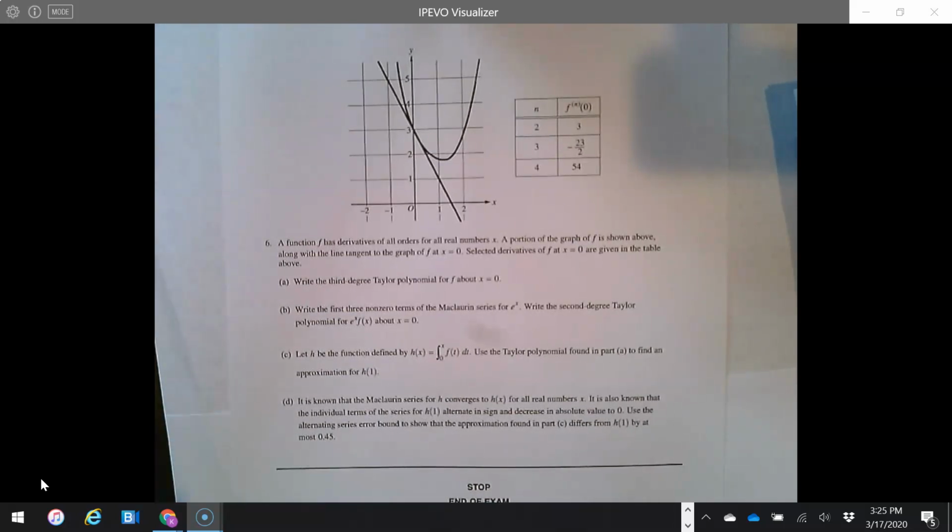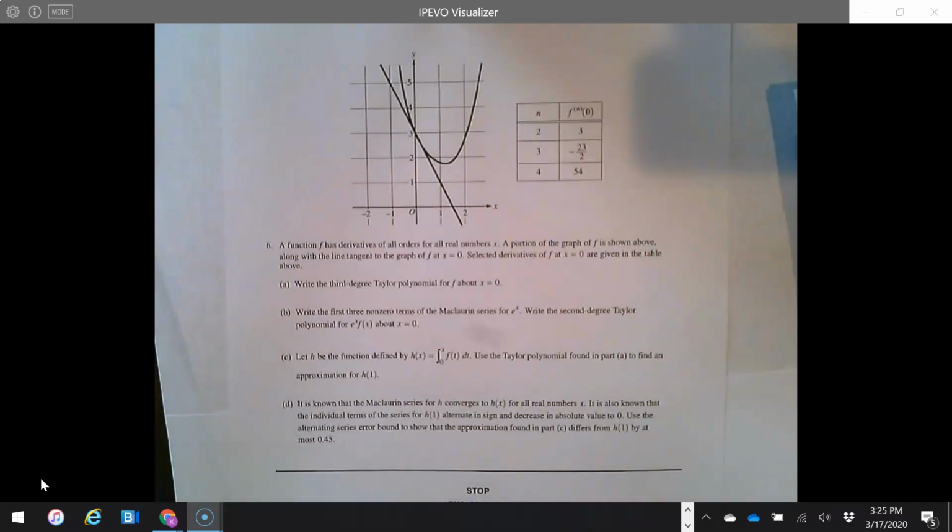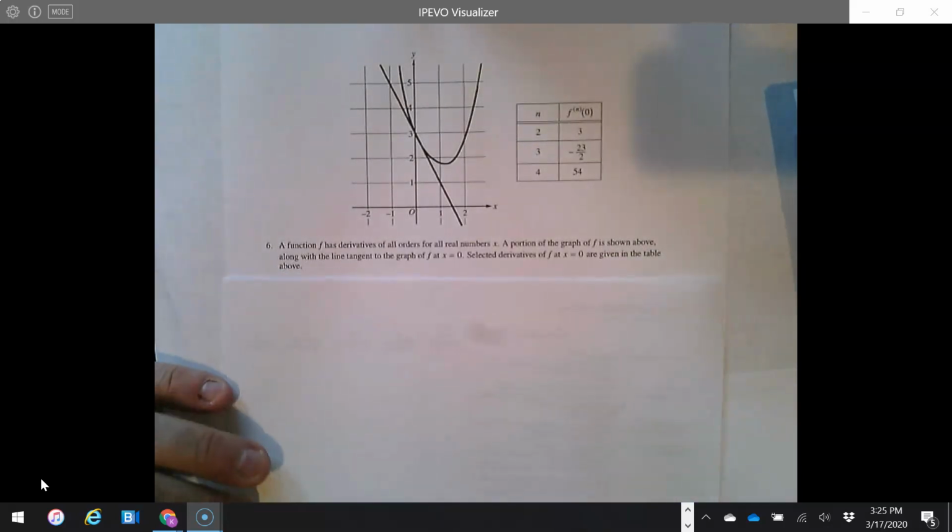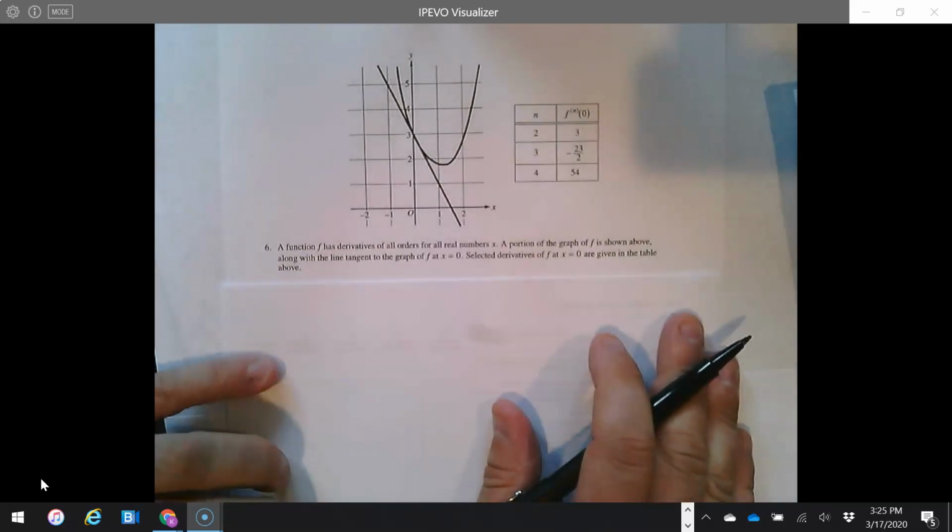Round two. All right, so this is question number 6 from the 2019 BC exam. Question number 6 is usually, not always, but usually a series question. The College Board mixes in all sorts of different ideas. Let's see what we have in this one.